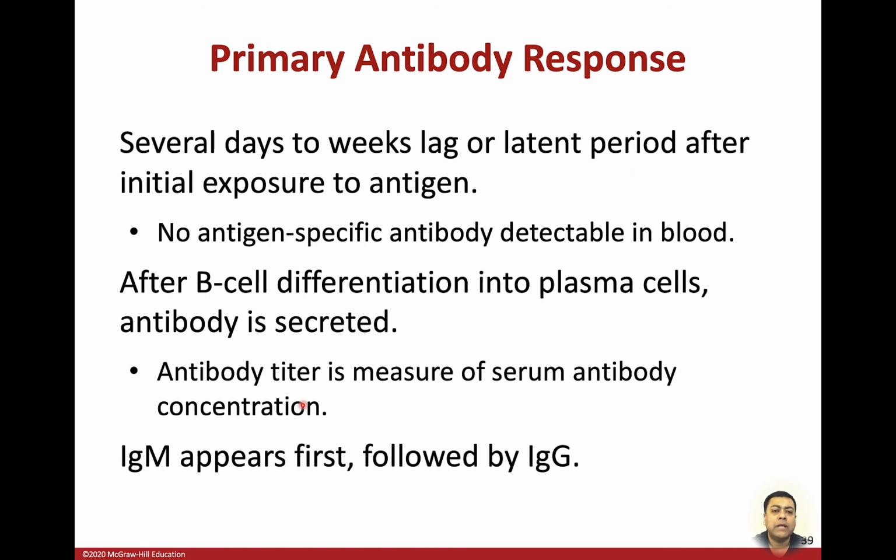Your primary antibody response takes several days or weeks of lag or latent period after the initial exposure to the antigen, as no specific antibody is detectable in the blood. After the B cell differentiates into the plasma cell, antibody is secreted. Antibody titer is the measure of serum antibody concentration. Sometimes doctors say that we need to check your antibody titer. That means suppose you have taken a vaccination, the doctor wants to double check whether you really have that antibody in your blood or not. As you can see, IgM appears as the first antibody, followed by the IgG.